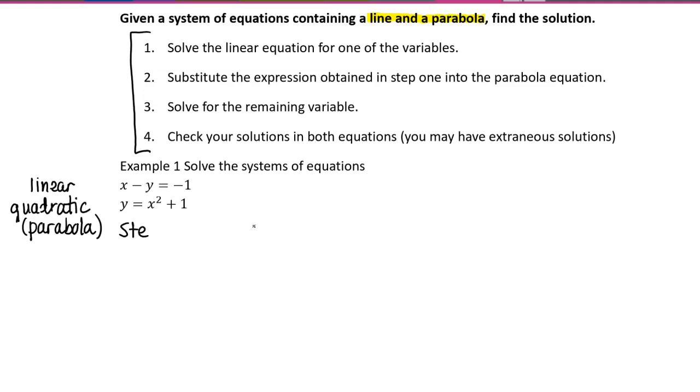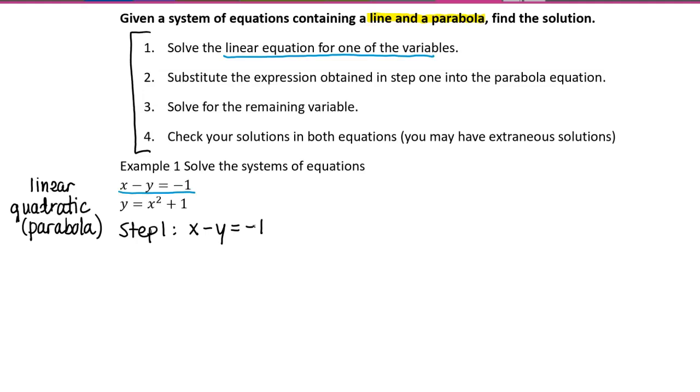So step 1 tells us to solve the linear equation for one of the variables. Well, this is the linear equation. The linear equation is x minus y is equal to -1. I'm going to take that equation and solve for one of the variables. I can either solve for x or I can solve for y. I'm going to choose to solve for y.